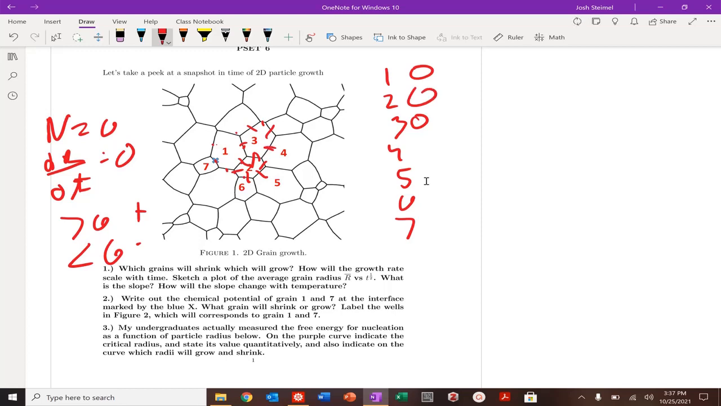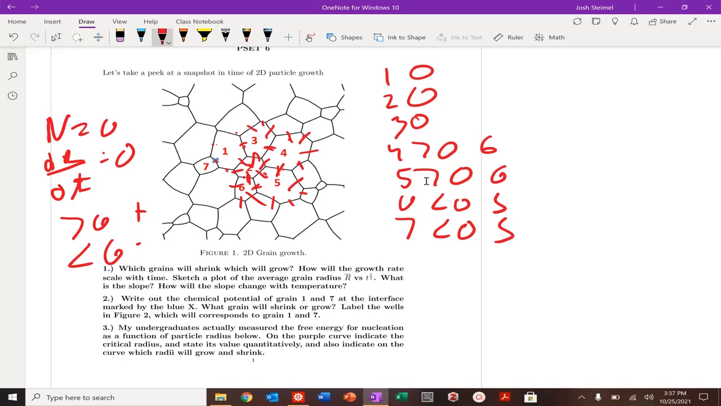Let's do 4. 1, 2, 3, 4, 5, 6, 7. So 4 is going to grow, greater than 0. 5, 1, 2, 3, 4, 5, 6, 7. Greater than 0, grow. So grow, grow. Let's do 6, 1, 2, 3, 4, 5. So this is less than 0, it's going to shrink. And then 7 is 4, so that's going to be less than 0, shrink.